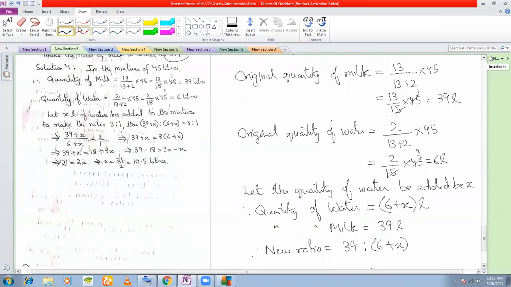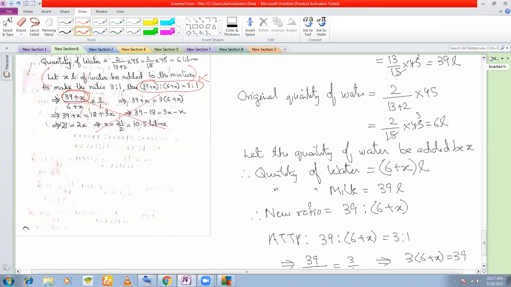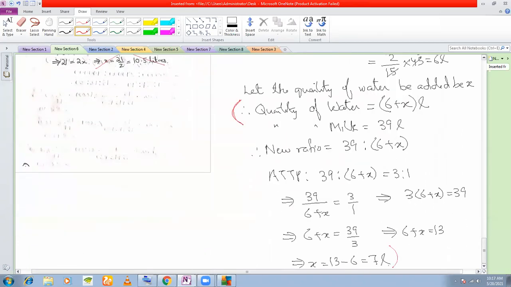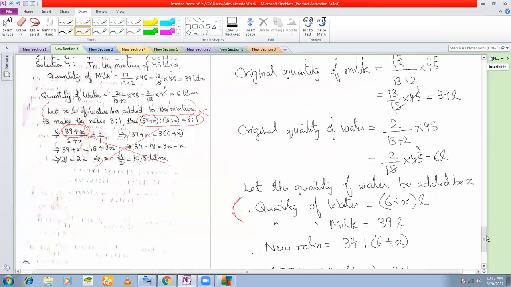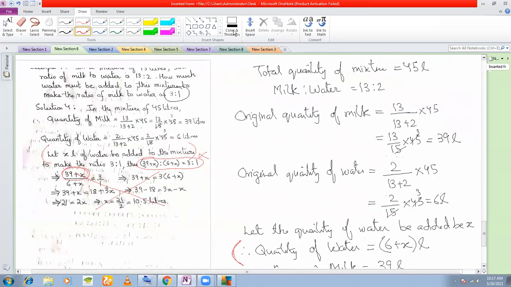Here I have made a mistake by adding x to 39. So this part please ignore. This was also wrong. So from x liters of water, here you'll write as it is, and after this you'll start from here. So that's it. Any question?